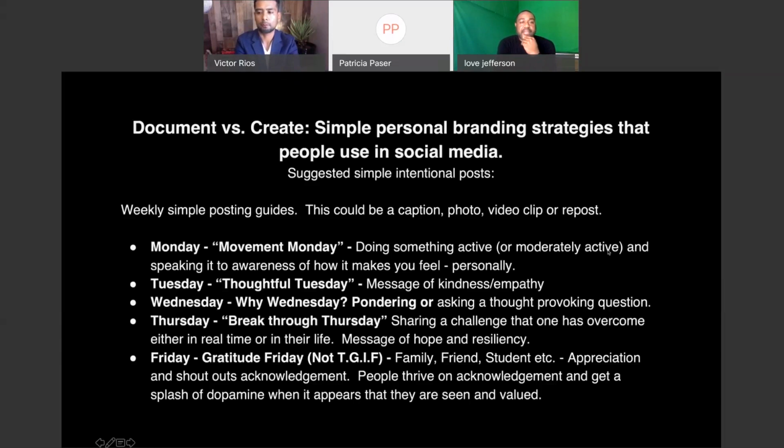So Monday is Movement Monday, doing something active, right? Or just getting out and walking, talking while you're on there, sending a positive note within like 15 seconds, right? Speaking it into an awareness of how it makes you feel, right? Man, I feel good right now as I'm just taking a walk out. We're going to try this new trail at this new park, just whatever it is, so they can see you. What we want students to do is see us. There's more to us than they think.